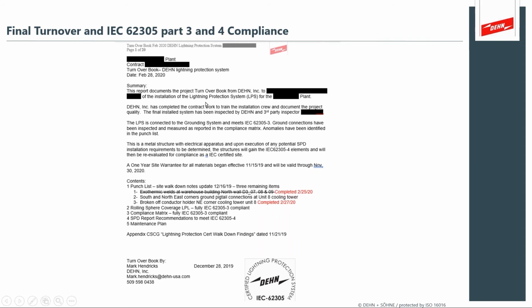And that is part of what we can turn over to the customer as a final inspection with a complete set of punch list walk-down notes, the rolling sphere coverage for the site. We show that compliance matrix, and we show the SPDs were properly installed on the site. And that gives you full IEC Part 3 and Part 4 compliance. And these are just some of the methods that we employ to properly protect a water wastewater facility.